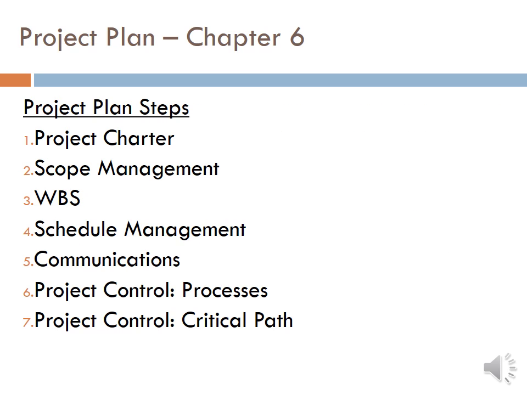Now, the planning steps are usually broken down into 7 steps: the project charter, the scope management, the WBS, schedule management, communications, the project control processes, and the critical paths.